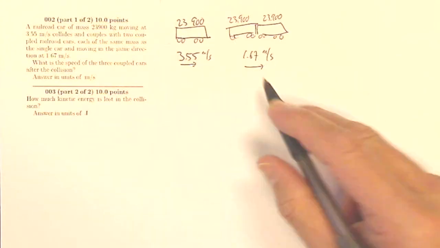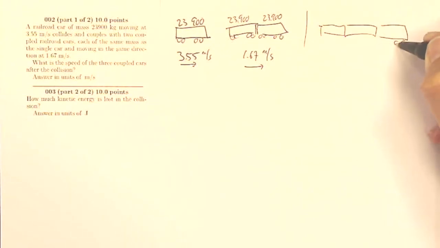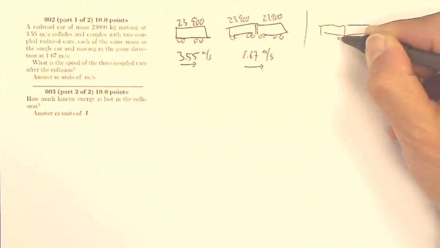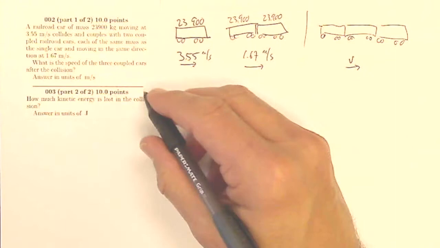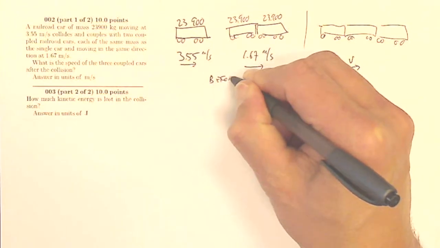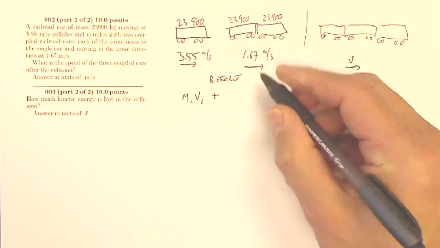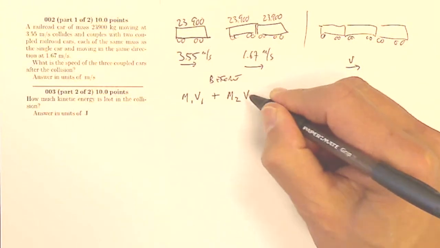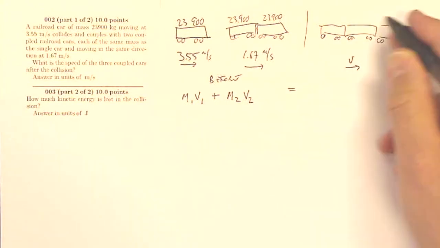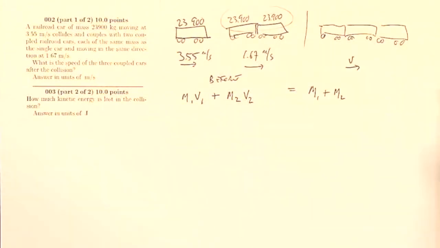So this is my total momentum beforehand. Afterwards, I've got three railroad cars coupled together, and they're all going to be moving at some combined velocity. So I want my velocity here for all three railroad cars coupled together. So beforehand, I've got the mass of the first car times its velocity, plus the mass of the second two cars, and that's your combined mass, times their velocity. Afterwards, I've got three cars together, so that's going to be the mass of the first plus m2, and I'm considering all of that to be m2, times my new velocity.